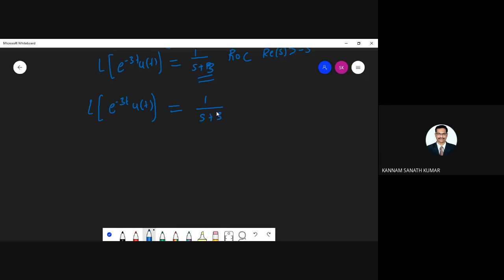So what is the ROC? ROC is real part of s less than minus 3. So ROC is sigma less than minus 3. So that means you can draw this: this is minus 3, and this is nothing but the ROC. The j omega axis and sigma real axis, so this is the s plane. So you can draw the ROC.